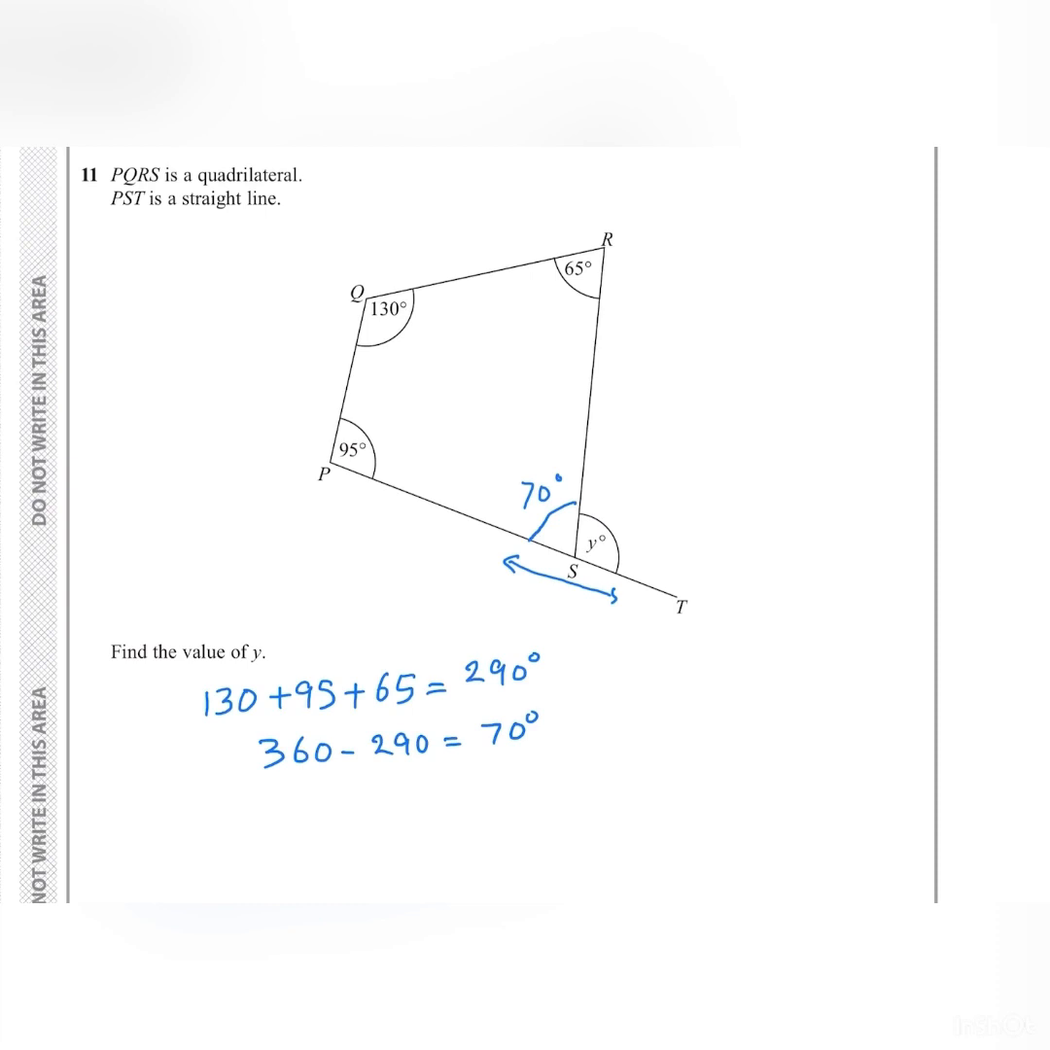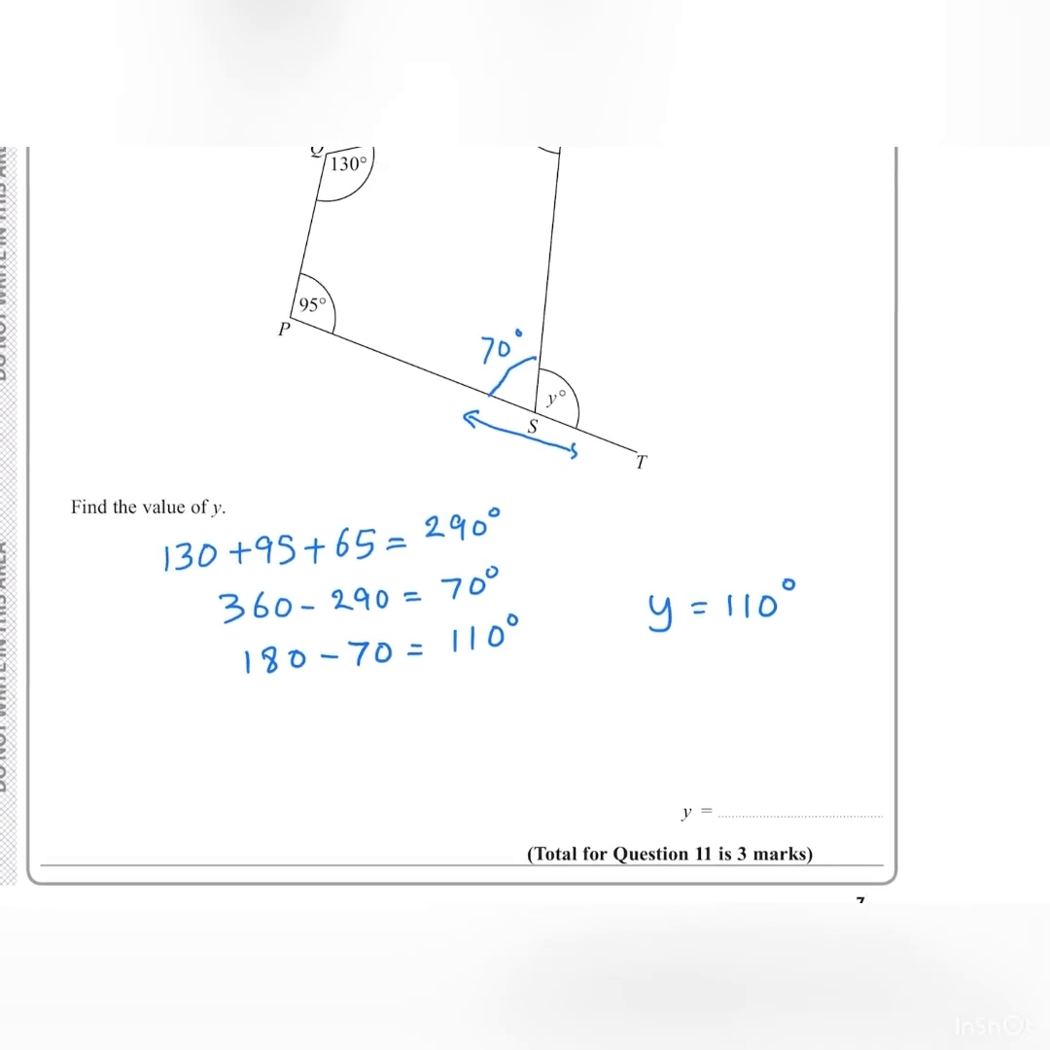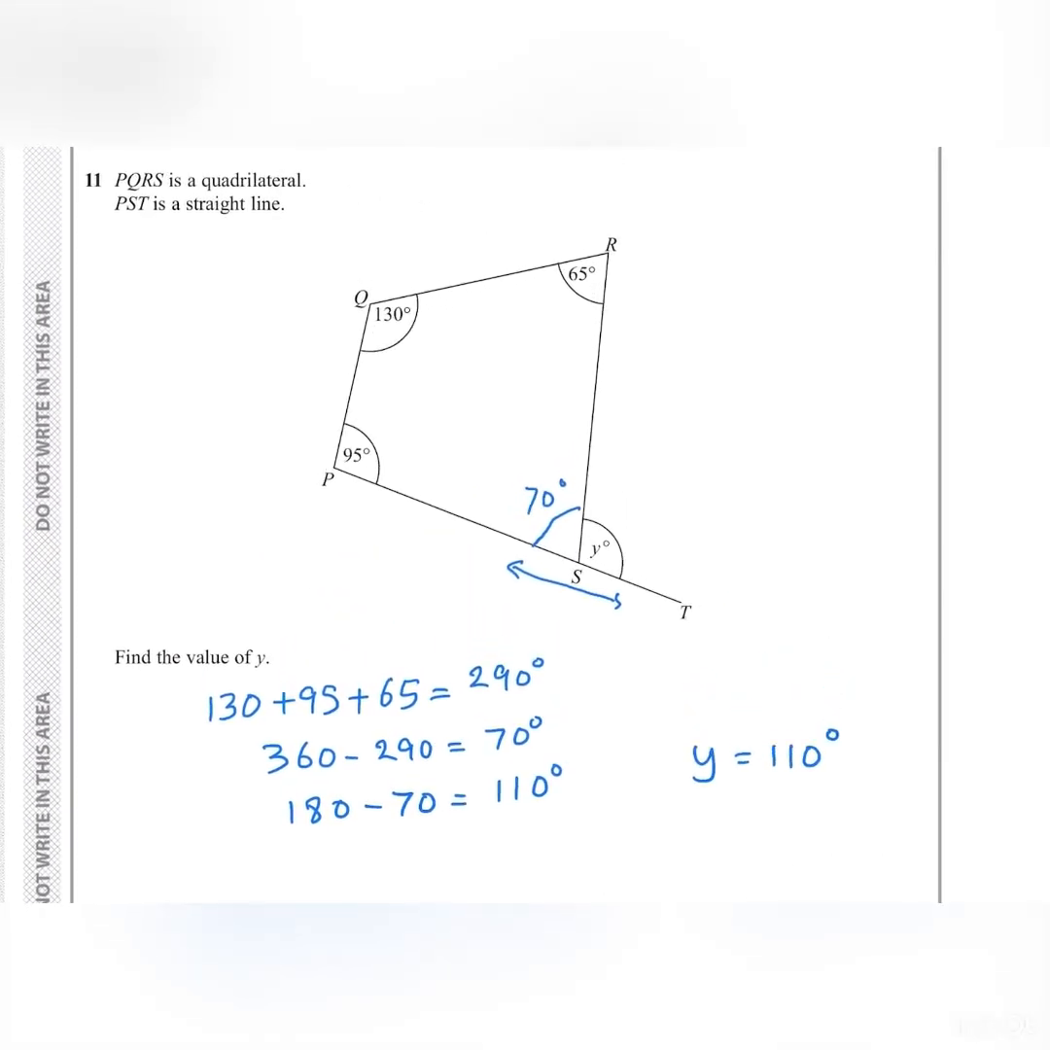And then angles on a straight line add up to 180. So 180 minus 70, that is 110 degrees. So y equals 110 degrees. Okay, so that's 3 marks for this question.